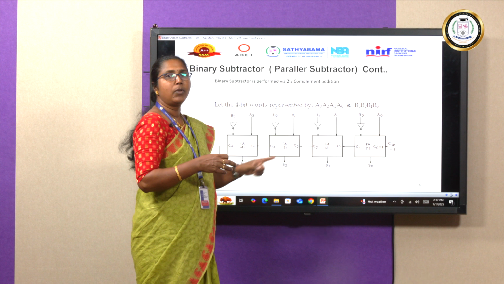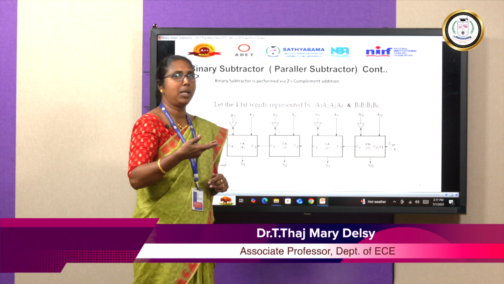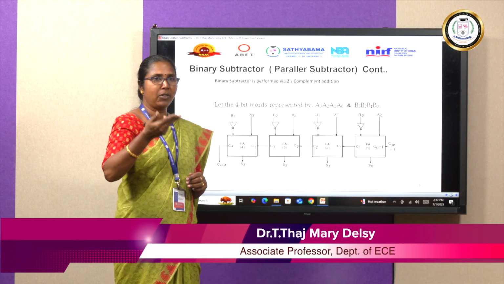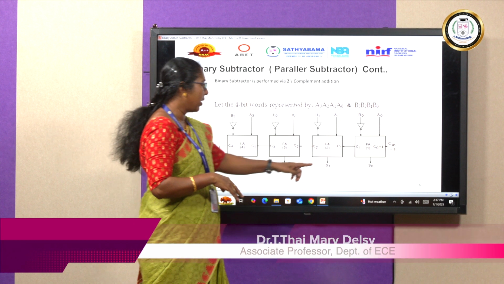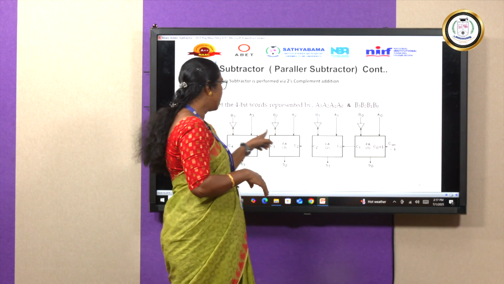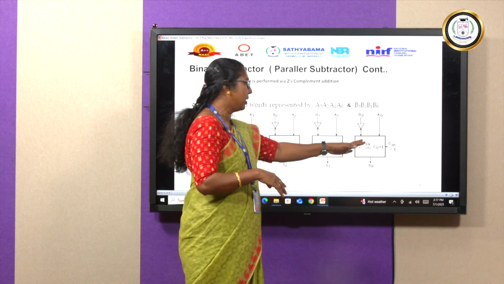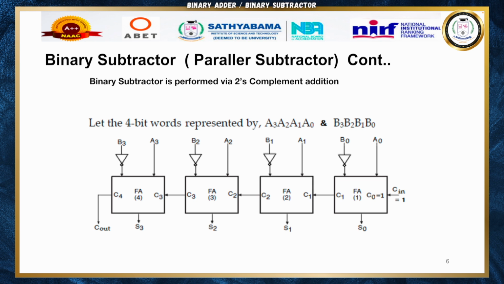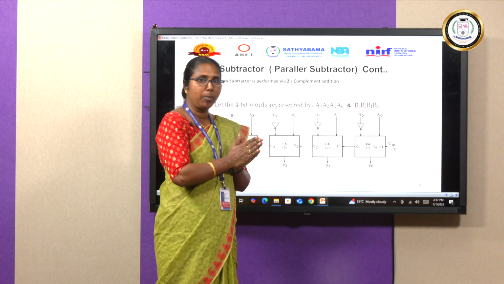So I said we are going to get the 2's complement of the second number, that will be added with the first number. So we are not disturbing the first number. So the first number we are taking as such in every stage, A0, A1, A2, A3. But we need to get the 2's complement of the second number. So 1's complement plus 1.